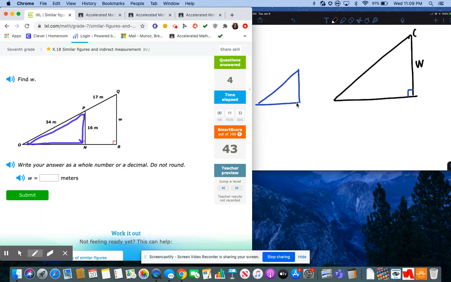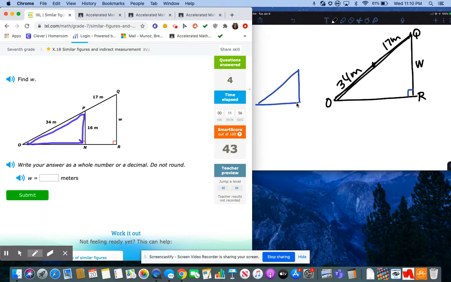Then it says here, this is QR. Now, this could be a little tricky. Look, it says here that with the little triangle here, this is 34. And then from here to here, they're telling us that it's 17 meters. But I want to know the whole length of this side.